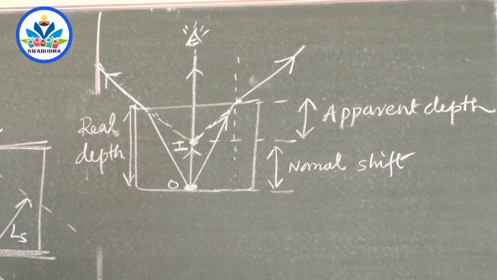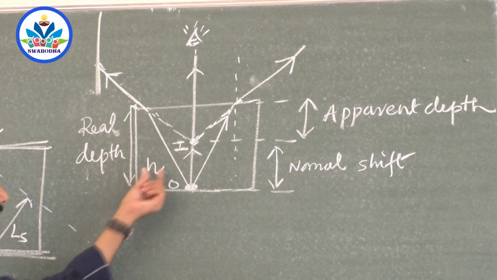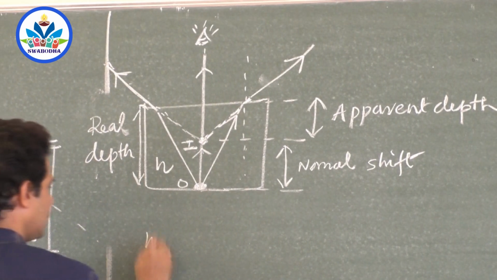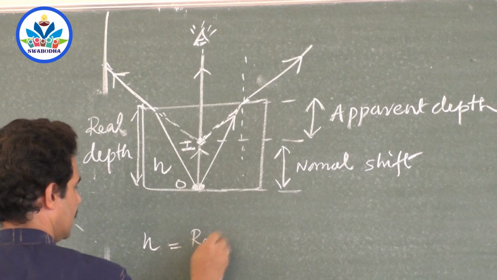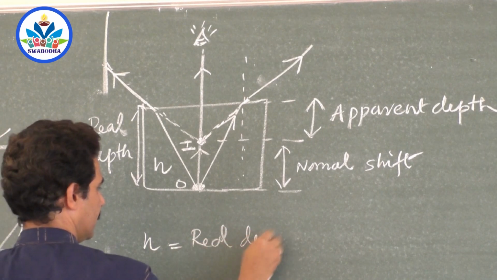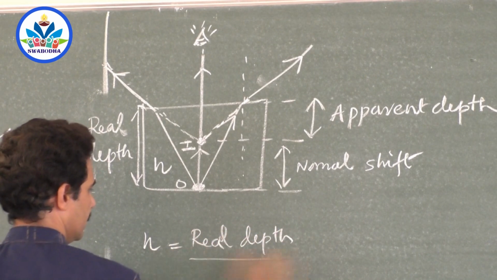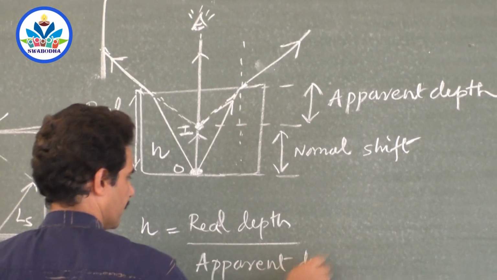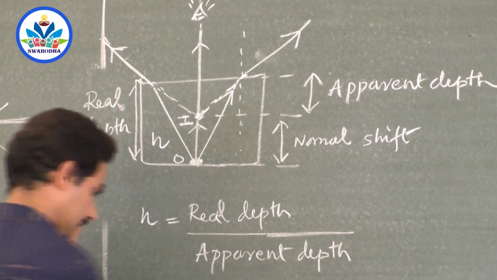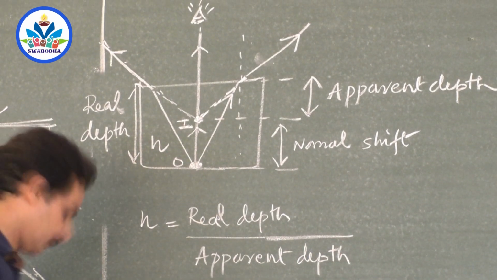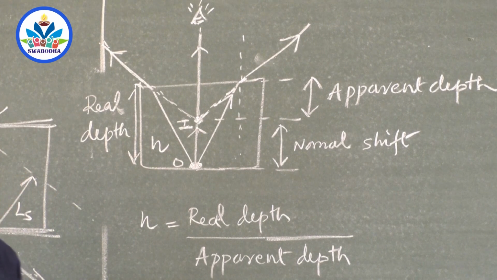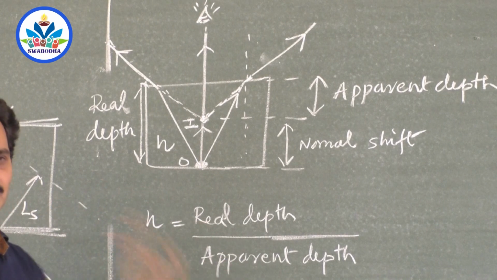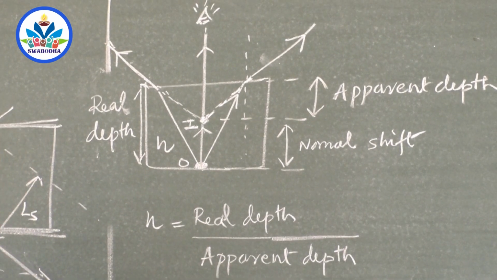So what is the relation between refractive index of the medium with respect to air and real depth and apparent depth? Refractive index is equal to real depth divided by apparent depth. So this is the formula for refractive index. You must know this. Here we stopped in the previous class. Refractive index has no unit, since depth is in meters, it gets cancelled.